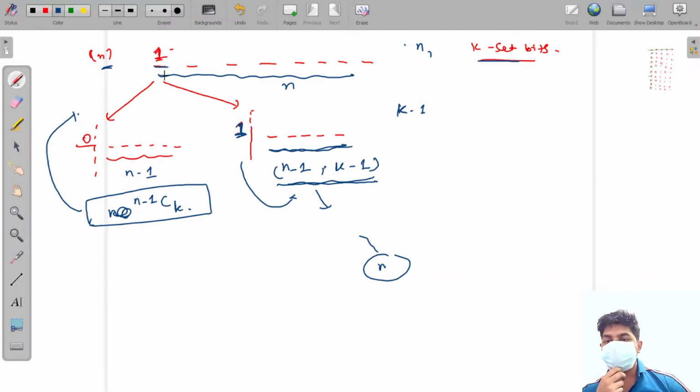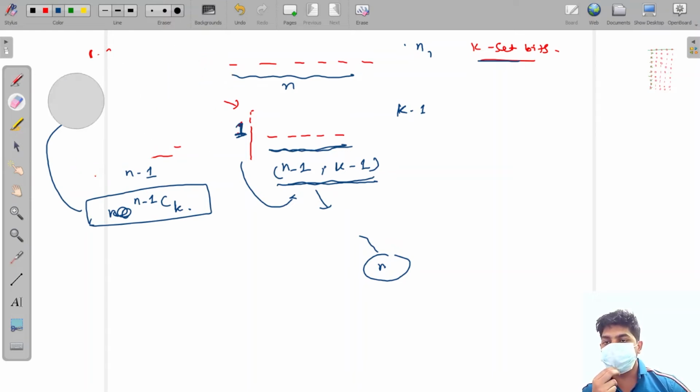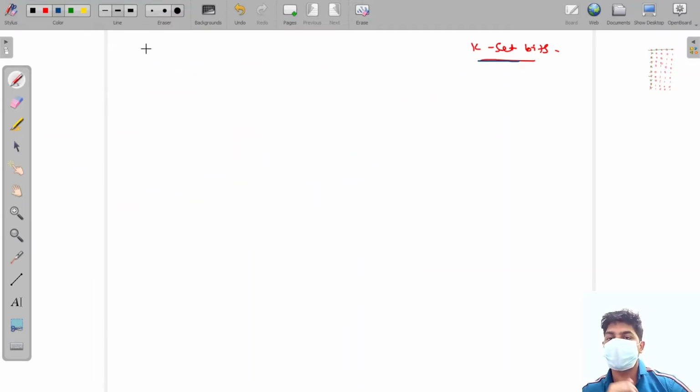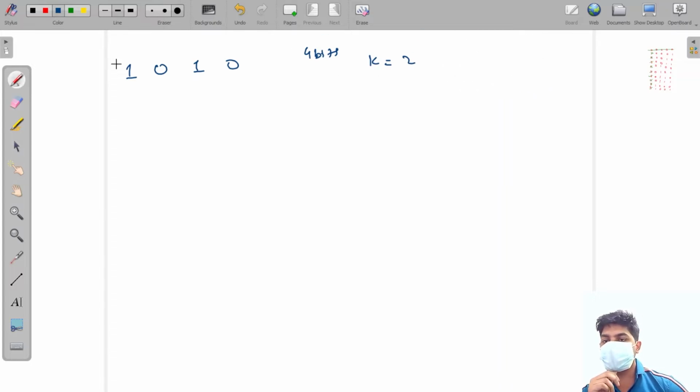Whatever I have just now explained, let's do it with an example so that it will be more clear. Let's suppose the number 10 is given to us. This is a 4-bit number, so n equals 4, and the number of set bits here is 2. Okay, so there are two options.